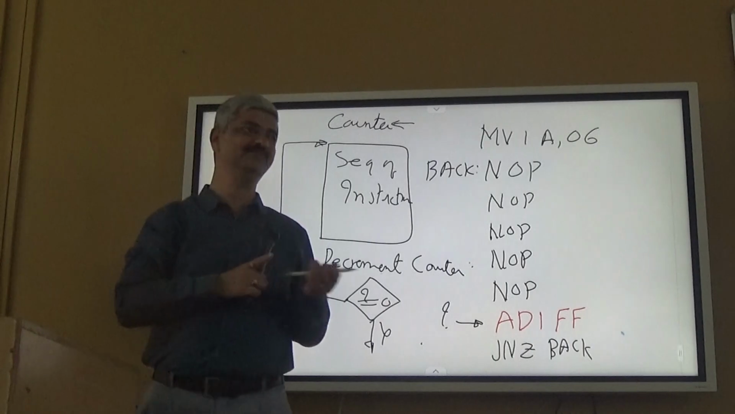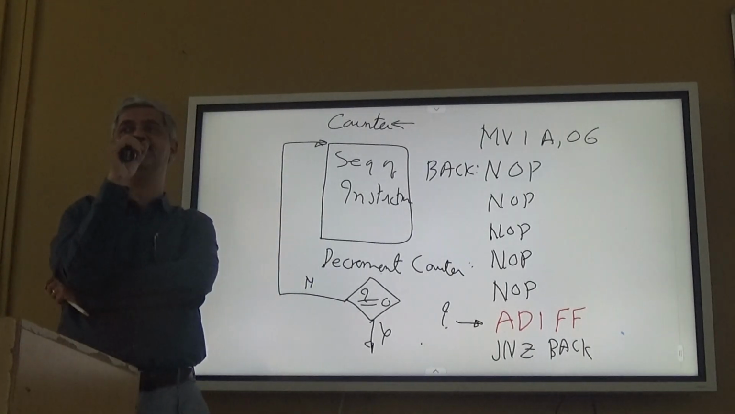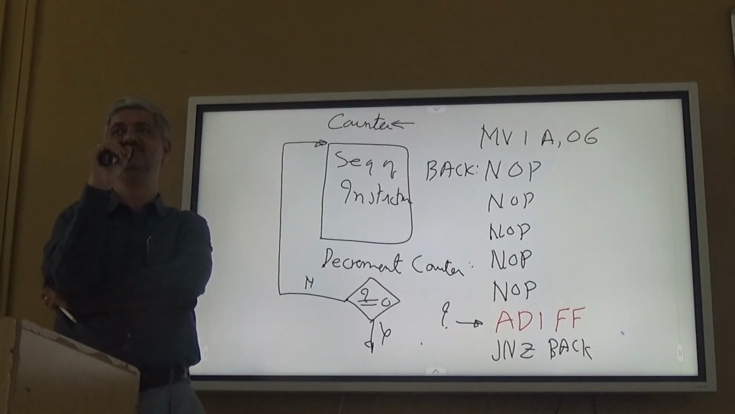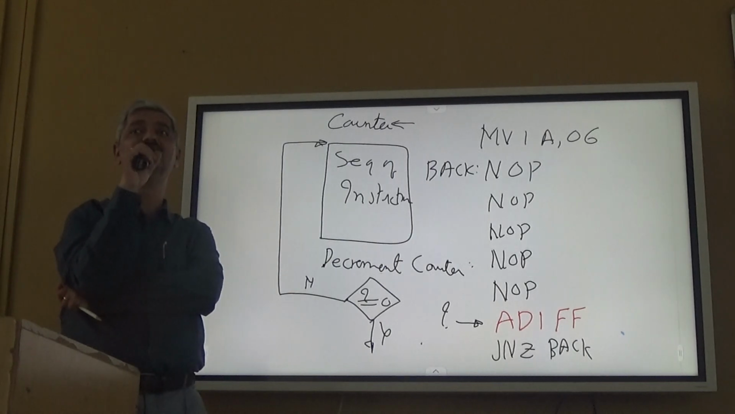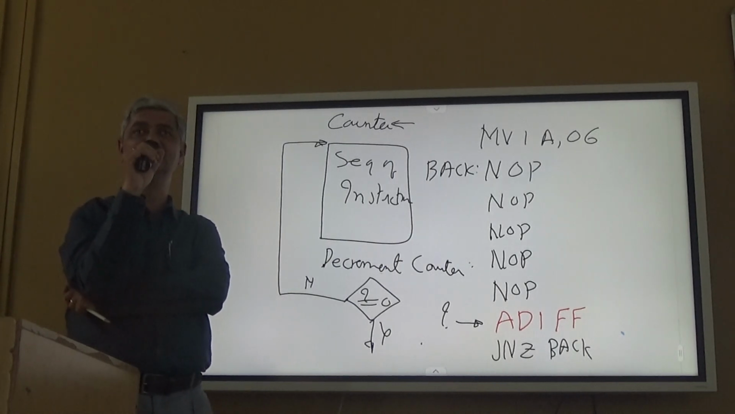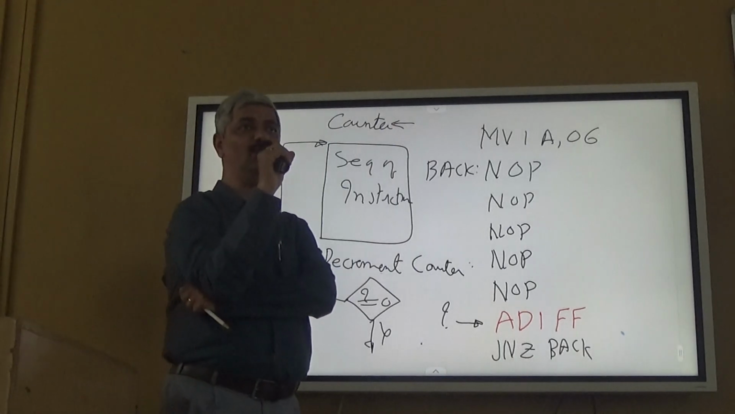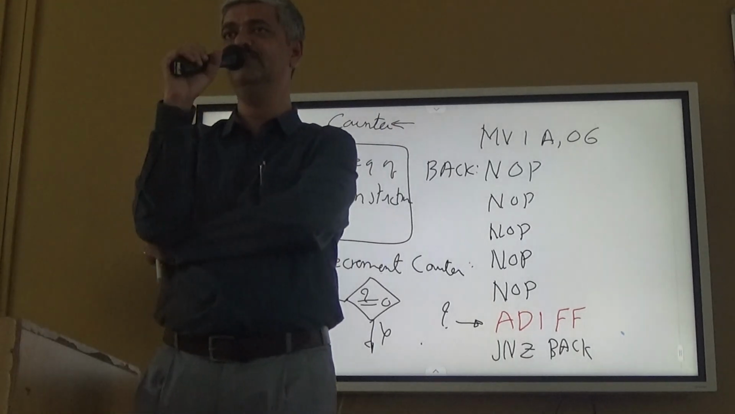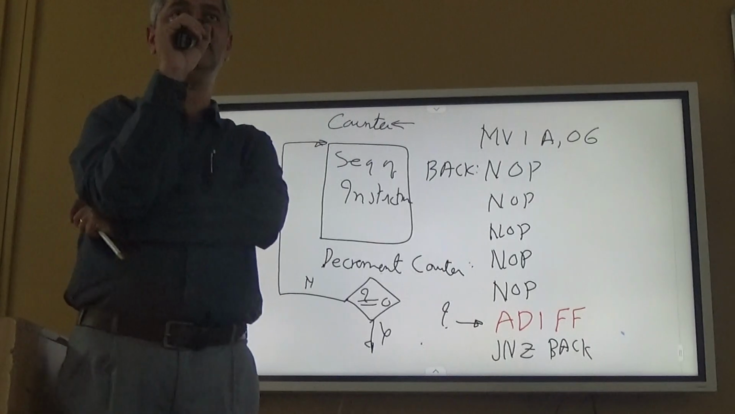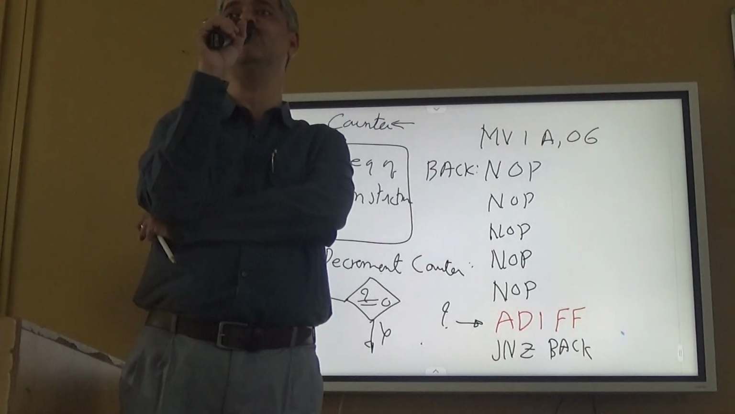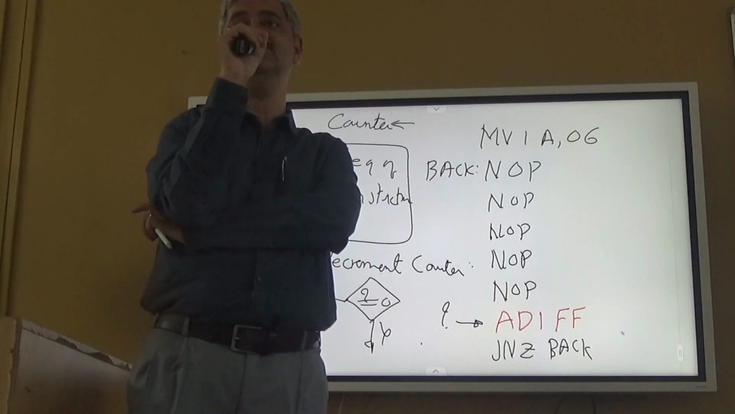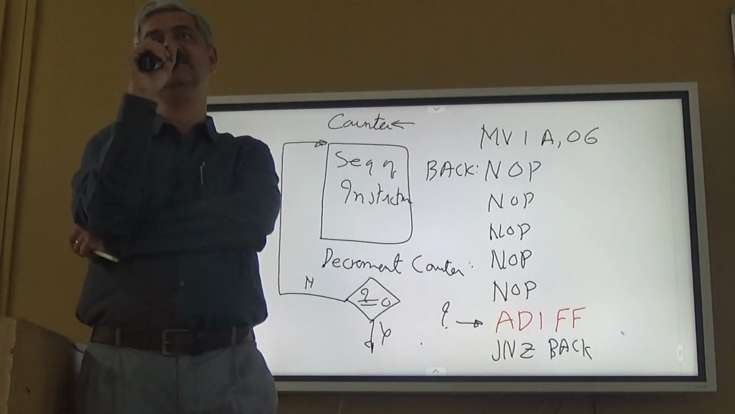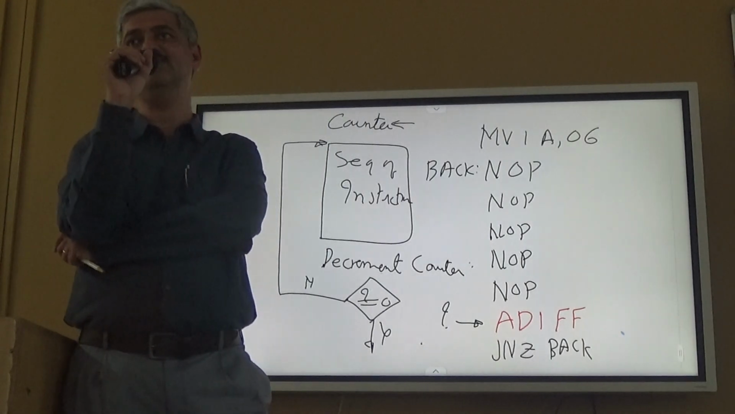ADI FF. Add immediately FF. What will happen? 1F5. So ADI FF will make it, as he said, 105. That is, the carry flag will become 1 and the accumulator will become 05. Then again we do ADI FF, four times like that.